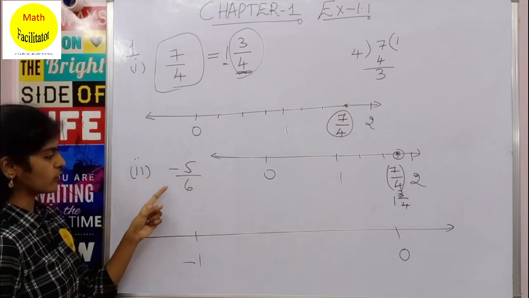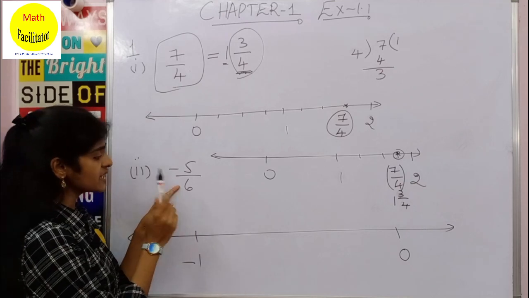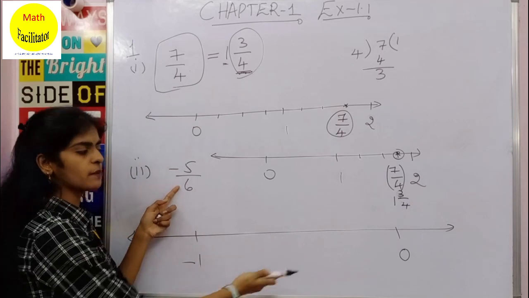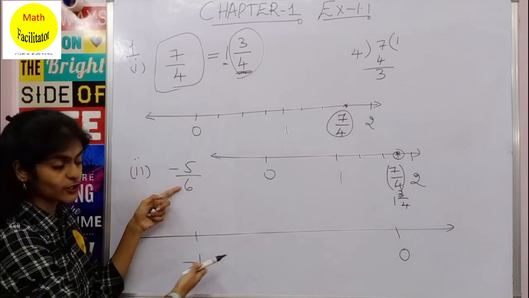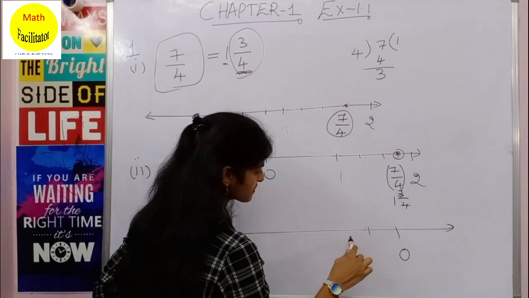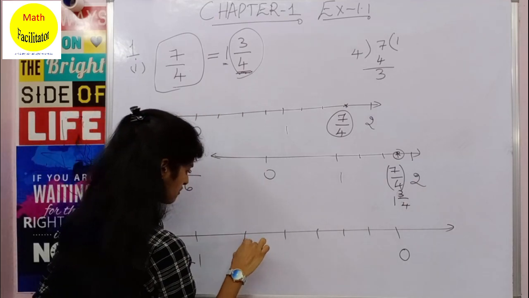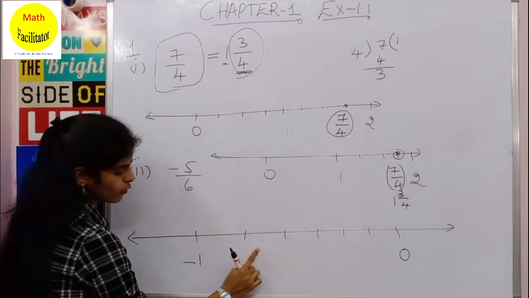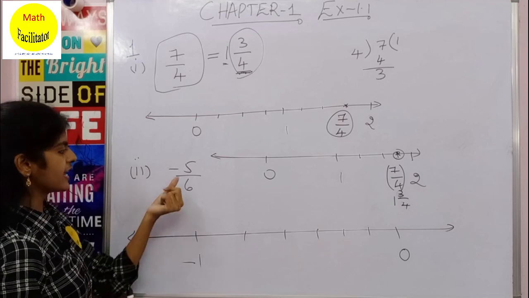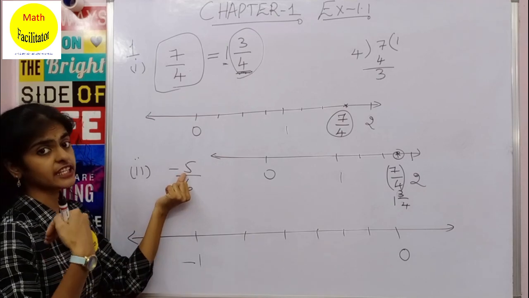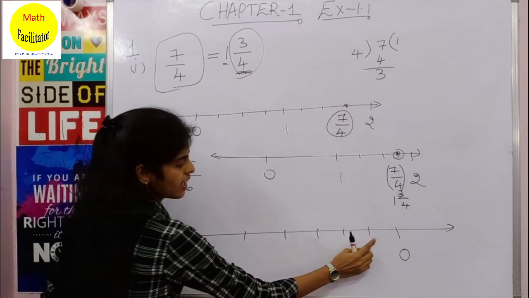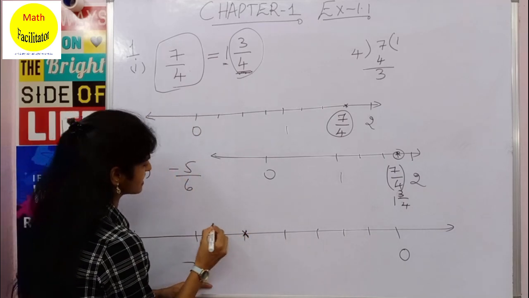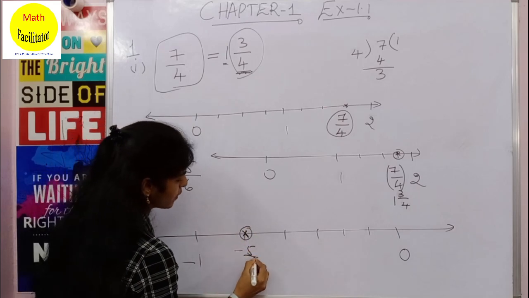Clear? So the next step: the denominator tells you into how many parts this distance has to be divided. So how many parts will you divide? You will divide this distance into 6 equal parts. So 1, 2, 3, 4, 5 and this is the 6th part. And the numerator tells you how many parts you have to take into consideration. Numerator is 5, so 1, 2, 3, 4, 5. So this point is nothing but minus 5 upon 6.